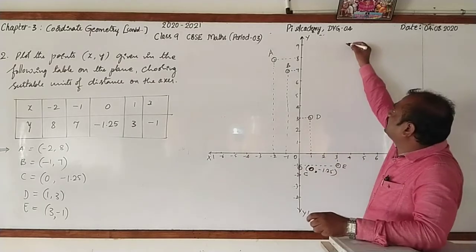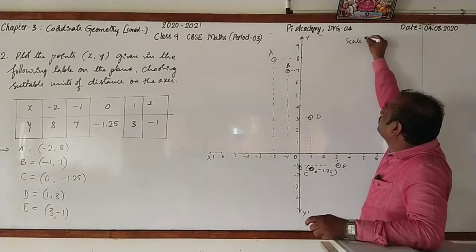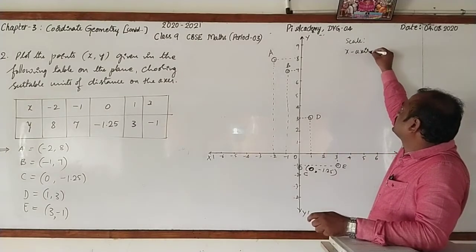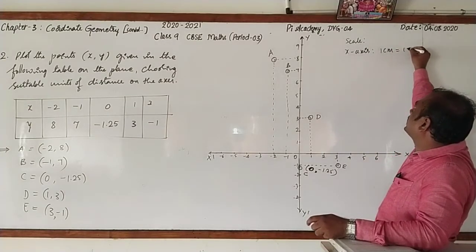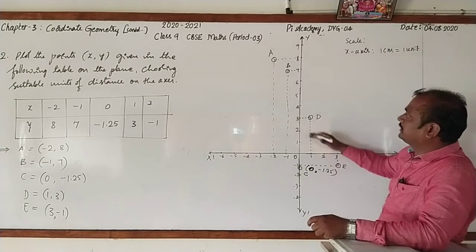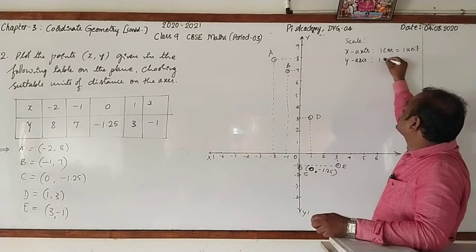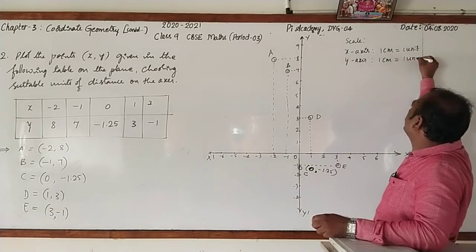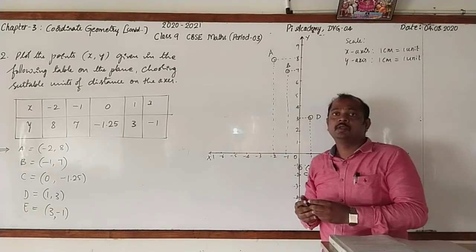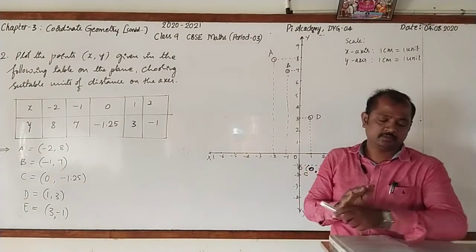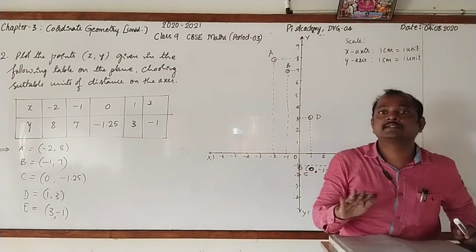And another thing, here the scale that we have chosen is on x-axis we have taken 1 centimeter as 1 unit, and similarly y also. Y-axis 1 centimeter equal to 1 unit. Now with this the chapter has been completed with respect to NCERT.